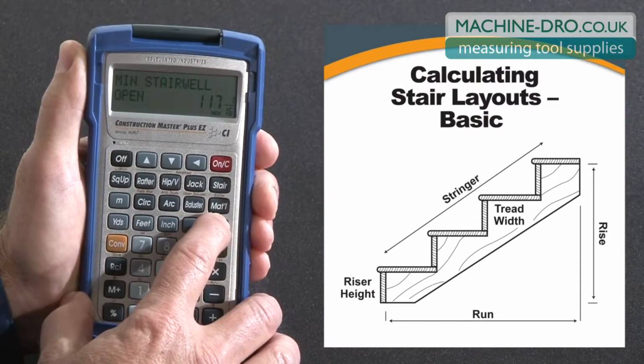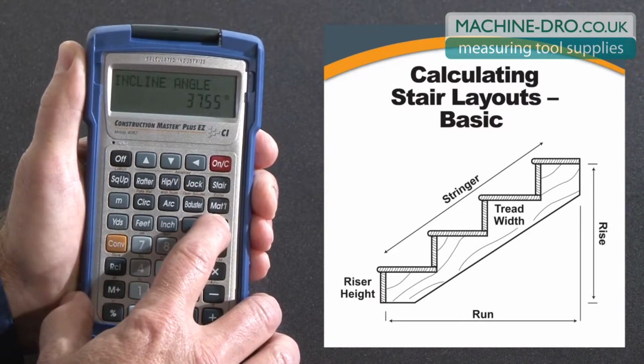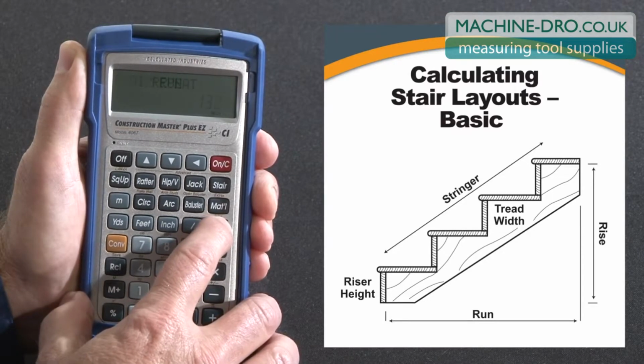The minimum stairwell opening, 117 inches. Stringer length is 164. The angle. The stair run is 130 inches, and we're back to the beginning.